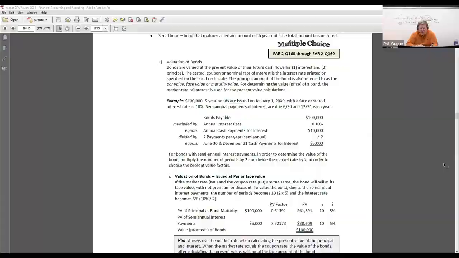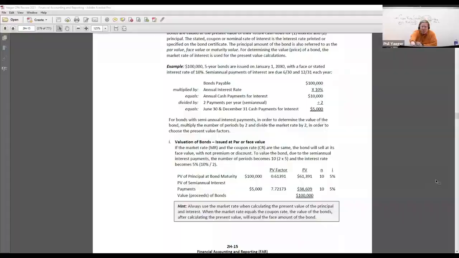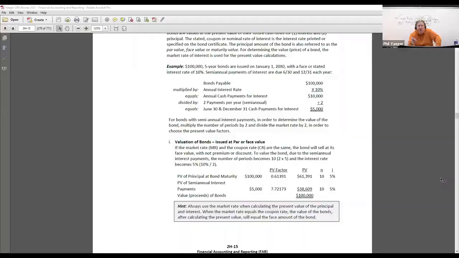Now, let's assume we have this scenario, okay? It shows us here that the present value of the principal at the maturity is 100,000. And also, the present value of the semi-annual interest is 5,000. Now, where do they get the 5,000? First of all, if you take the 100,000 times what? The stated rate or coupon rate, that will give you the annual cash payments for interest. But if you're paying them semi-annually, you're going to pay it on June 30th and December 31st, right? So what are we going to do?